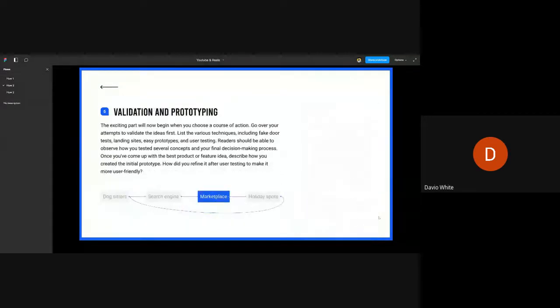The next one, validation and prototyping. The exciting part will now begin when you choose a course of action. Now you've gone through all of your sketches, and I'm also going to bring in branding because I know that there are some persons on that branding who also registered. So you've done quite a lot of things, and you need to select a direction.